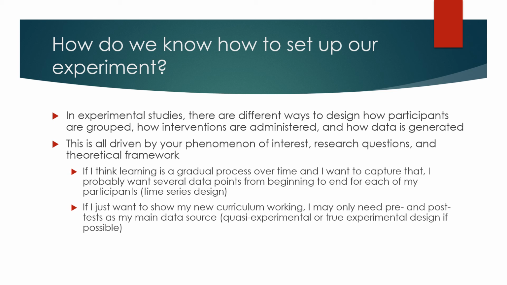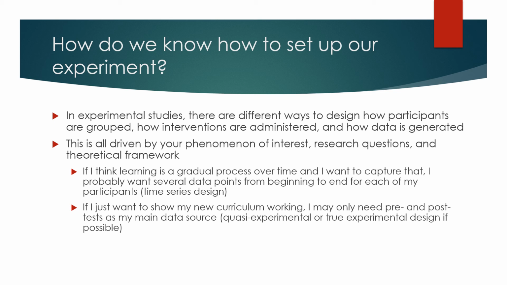Now, if I just want to show that my new curriculum works, I might only need a pre and post test design as my main data source. So I could do a quasi-experimental design if I'm doing it at a smaller scale where I can't randomly sort students into different classrooms. You can also do it as a true experimental design. This would be a large scale study where your random selection is probably happening at a school level, so what schools are getting to participate in which condition.